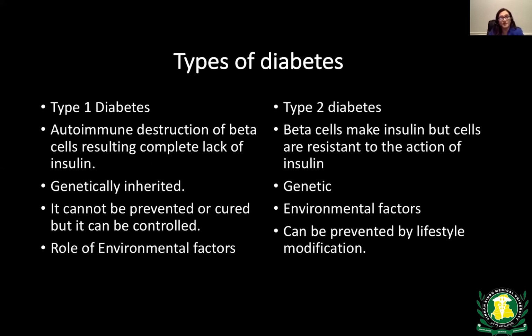Whereas in type 2 diabetes, the beta cells make insulin, but cells are resistant to the action of insulin. There is some genetic component involved. However, there is a lot of influence from environmental factors. Type 2 diabetes, on the other hand, can be prevented by lifestyle modification.